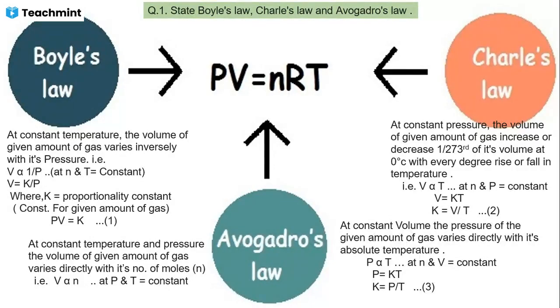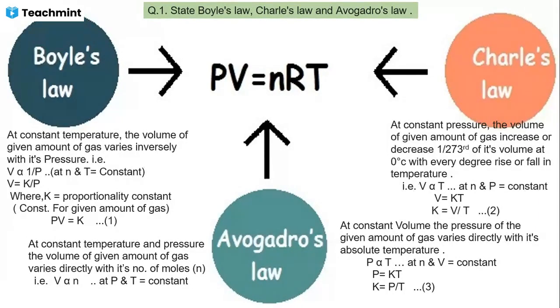At constant volume, the pressure of a given amount of gas varies directly with its absolute temperature. Therefore P is directly proportional to T, at constant n and V. P = KT, K = P/T. This is equation number 3.